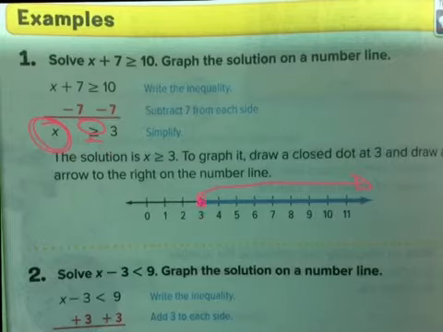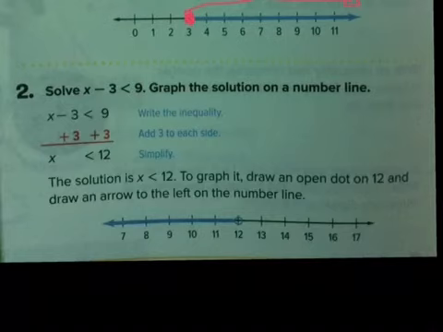We color it in to say that it can also be 3. If we didn't color it in, we would say that it cannot be 3, it can only be greater than 3.